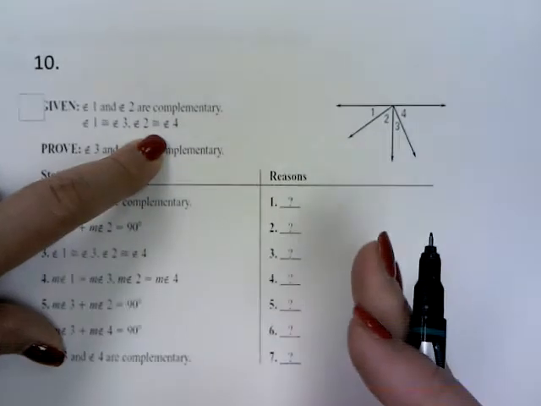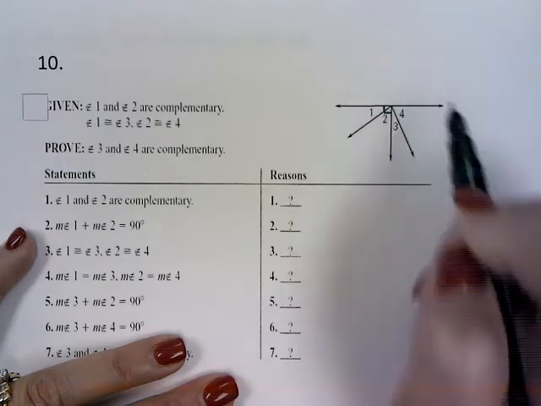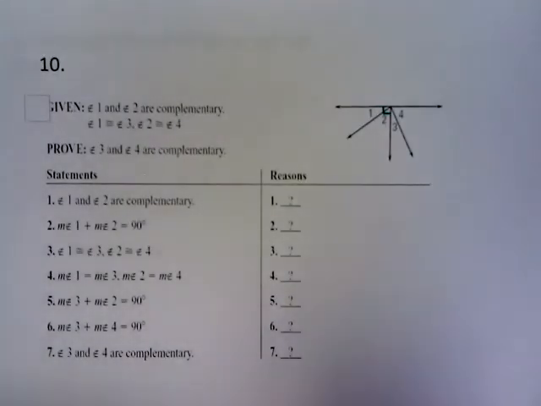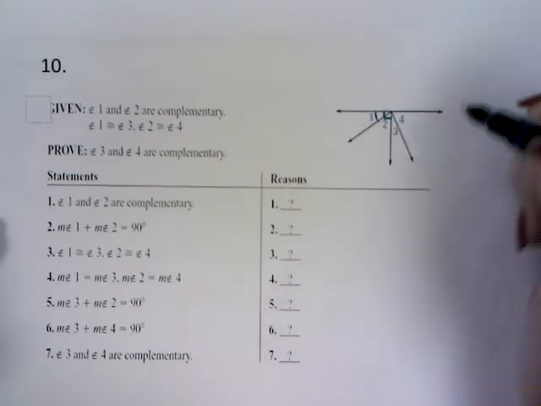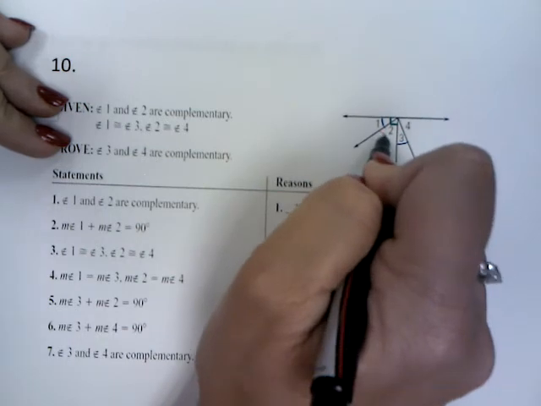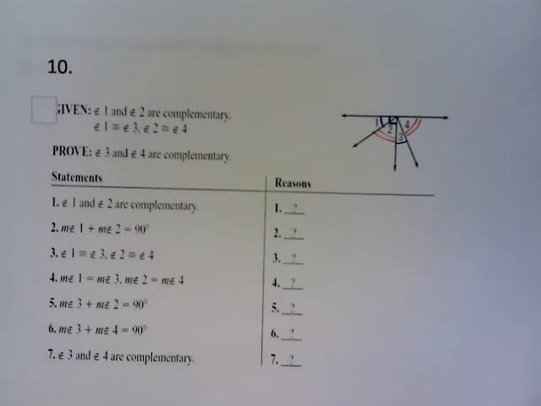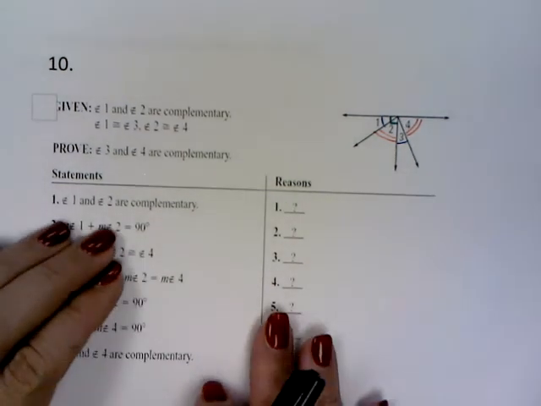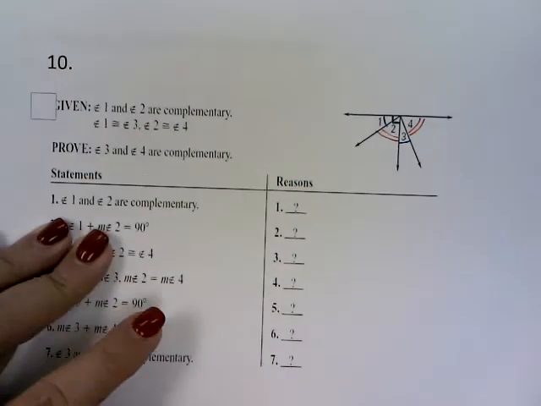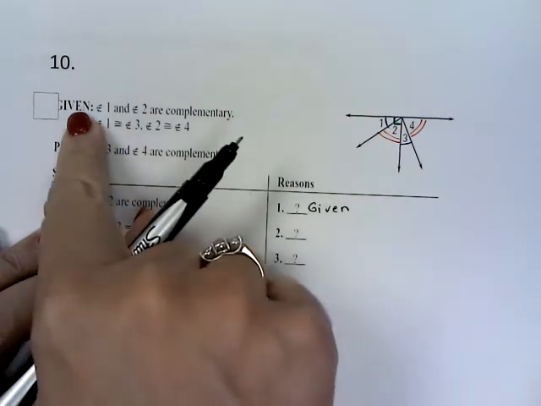So I'm going to put that information in my picture so I can keep straight what I'm trying to do. I know that this is 90 degrees. I know that angle 1 is congruent to angle 3, and I know that angle 2 is congruent to angle 4. You don't have to mark up your picture, but personally I find it helpful because I'm very visual. I need to see what's going on. All right, so number 1 in my proof says angle 1 and angle 2 are complementary. That's our given. It's given up here. It's given here.